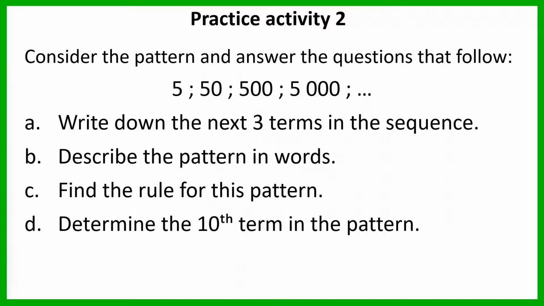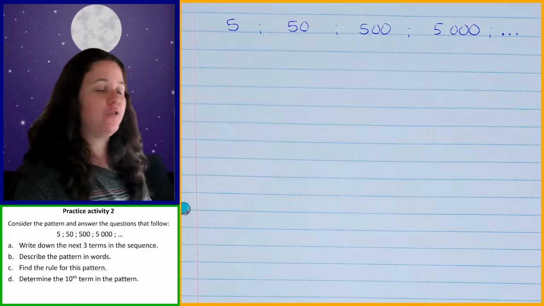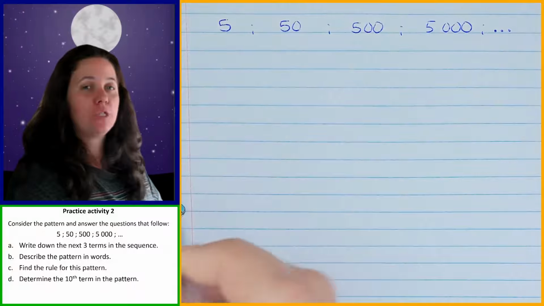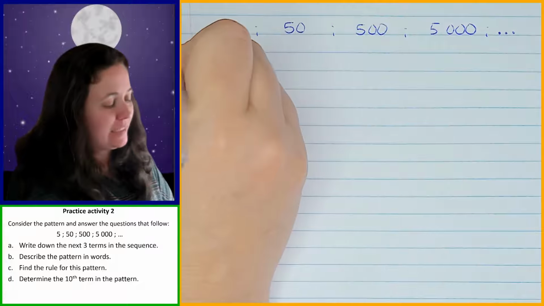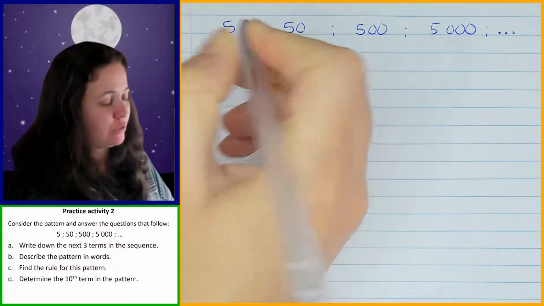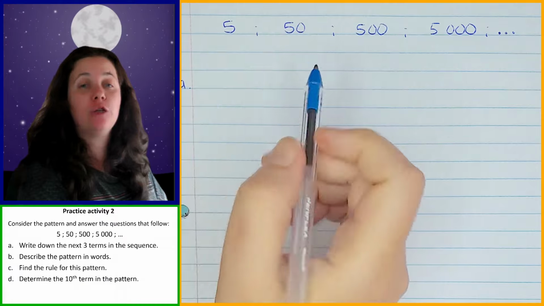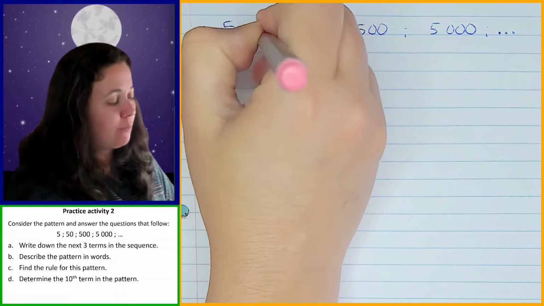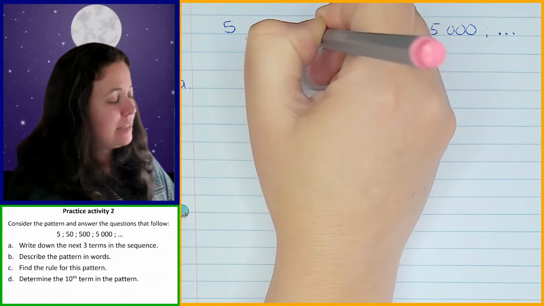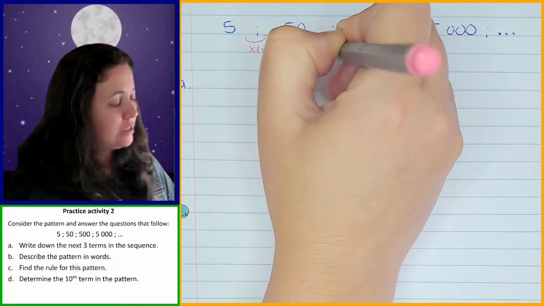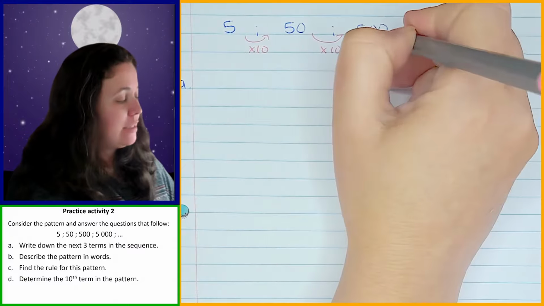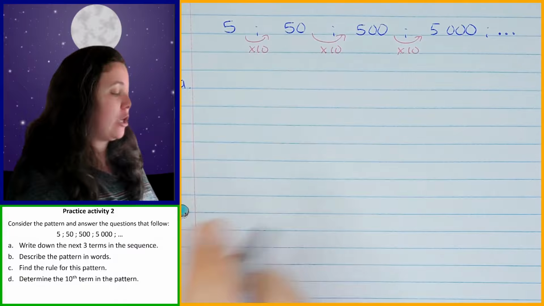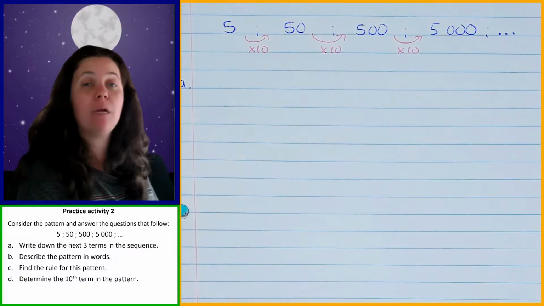Okay, so let's go through that question and see what you should have got. First of all, we're starting with our pattern, 5, 50, 500, 5,000. The first question, once again, is to write down the next three terms. To work that out, I need to see what is happening in my pattern. To go from 5 to 50, we are multiplying by 10. Then we're multiplying by 10 again to get from 50 to 500, and again from 500 to 5,000. So our constant ratio here is 10.